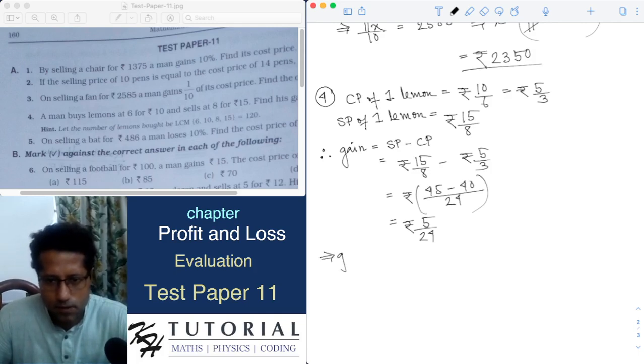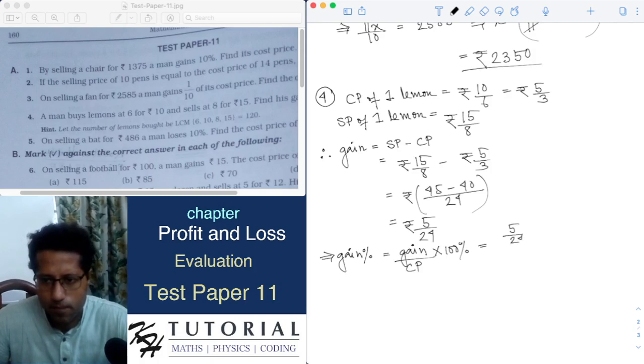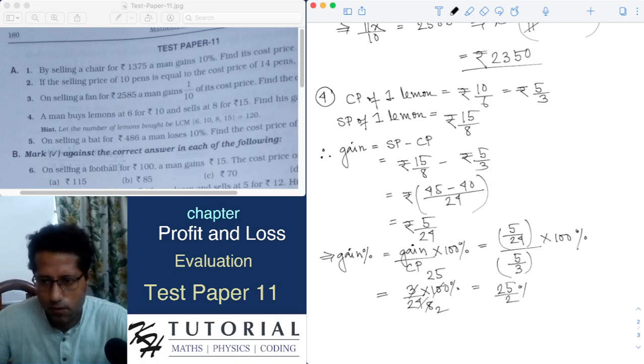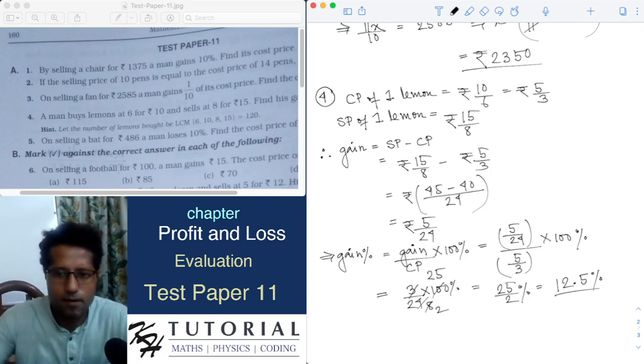This implies gain percent equals gain divided by cost price multiplied by 100%. Now gain is rupees 5 by 24 and the cost price of one lemon is 5 by 3, multiplied by 100, this much percent. This equals 3 by 24 into 100%, and this is 8 and 4 25. So this is 25 by 2%. This is 12.5%. So this is the gain percent.